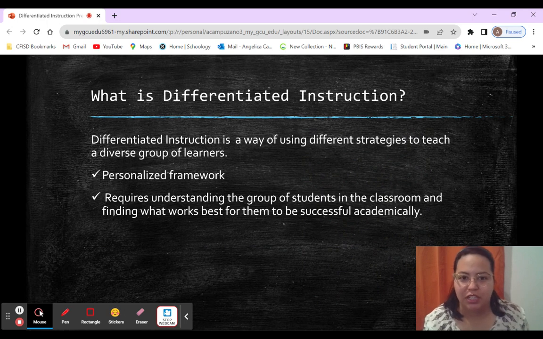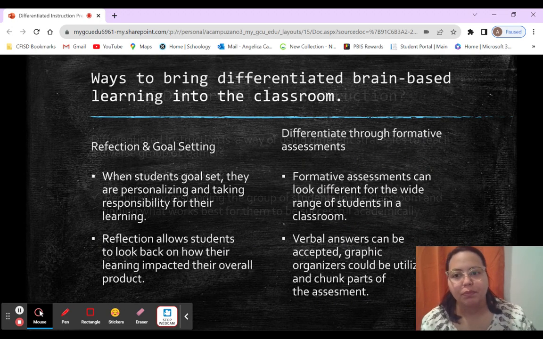So, what is differentiated instruction? Differentiated instruction is a way of using different strategies to teach a diverse group of learners. It's a personalized framework. It requires understanding of the group of students in a classroom and finding what works best for them to be successful academically. This can be you printing out notes for students. This can be giving graphic organizers for students. This can be you chunking assignments for students for them to process information, maybe at a slower rate.